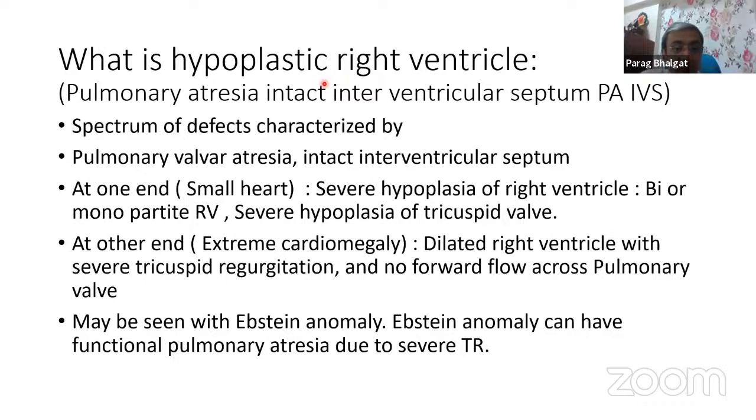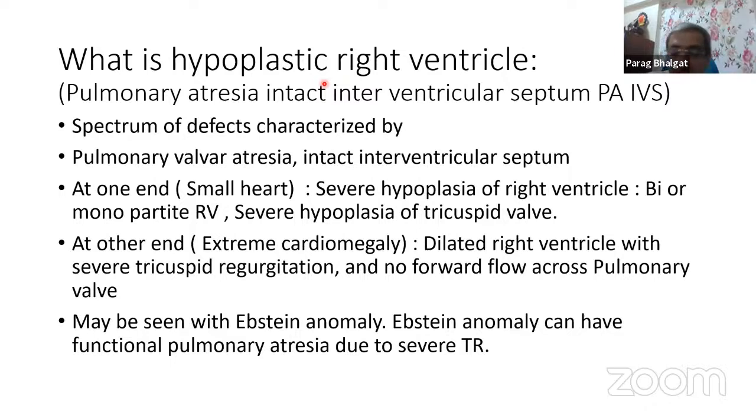At one end we have a very small RV, right ventricle. Generally, RV has three components: inlet, trabecular portion, outlet. In this case, the trabecular portion may be absent, or the outlet may be absent, so it can be mono or bipartite. And the tricuspid valve will be narrow. At another extreme, RV is very dilated with severe TR and no forward flow occurs. Occasionally, with a severe form of Epstein anomaly, severe TR, they are not able to generate forward flow across the pulmonary artery, and that leads to functional pulmonary atresia, not anatomical, functional. Okay, TR leads to no forward flow across.